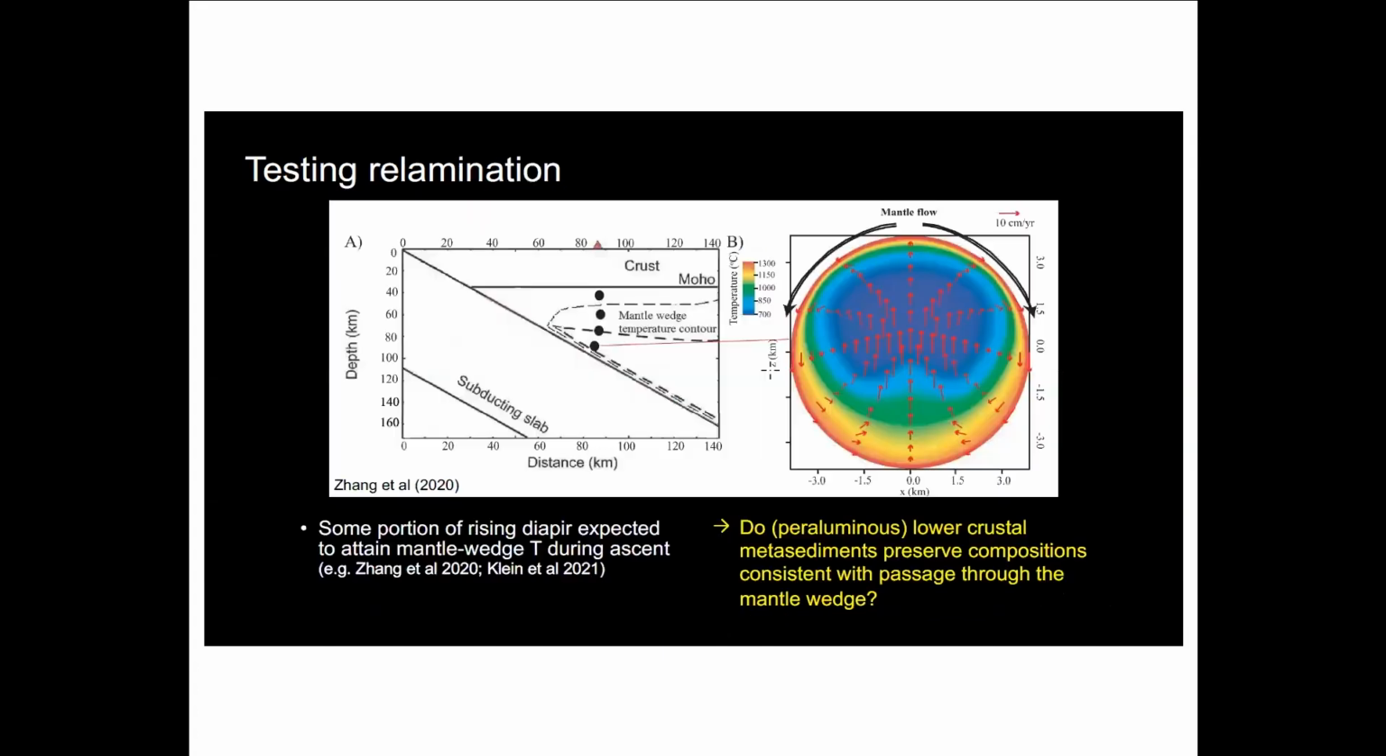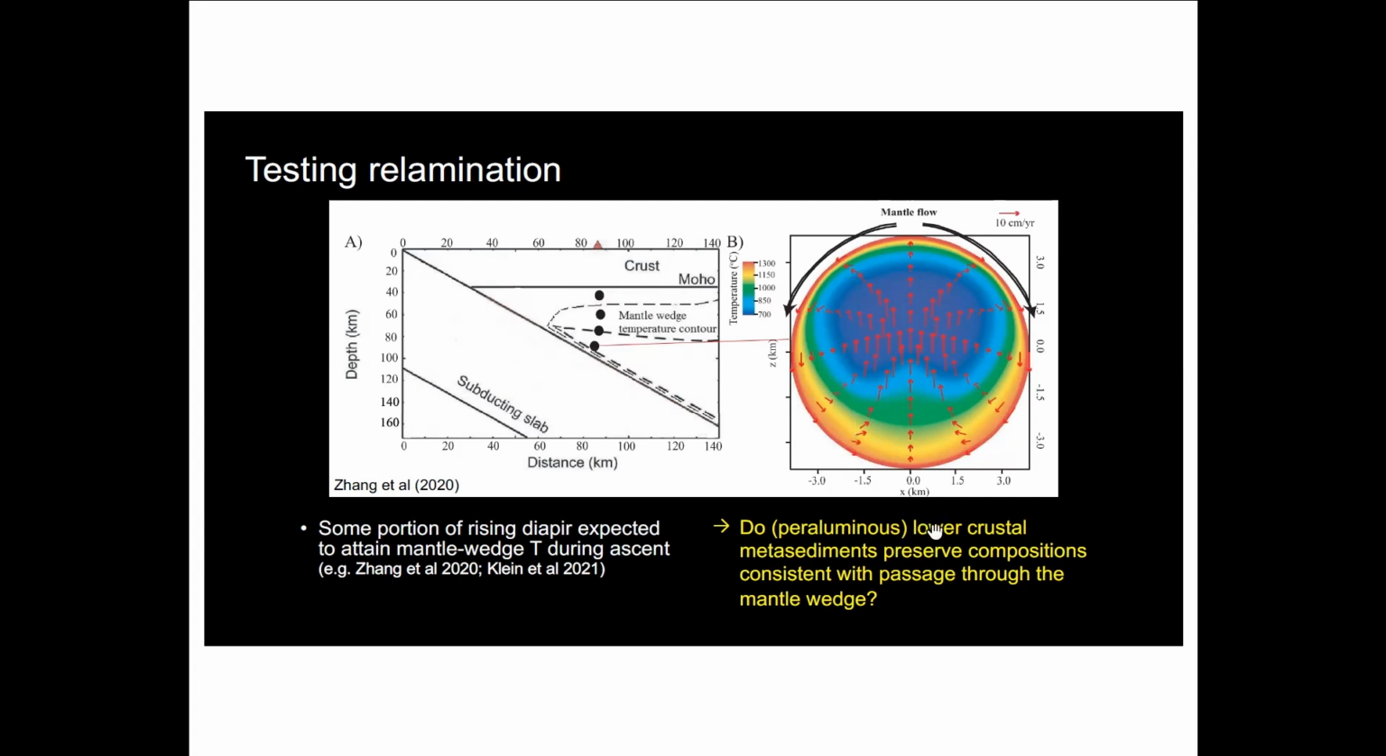So, honing in on relamination, I'm trying to design a test of what we might look for as a sign of a rock that's been relaminated. I want to emphasize the fact that at least some portion of a rising diapir from a downgoing slab would be expected to have experienced the ambient temperatures of the mantle wedge. This paper by Zhang nicely illustrates this fact. So here's a diapir, the thermal field through a diapir rising through the mantle wedge. And you can see that the colors on the outside here are red. That's the ambient mantle temperature.